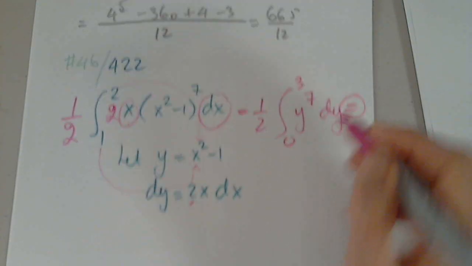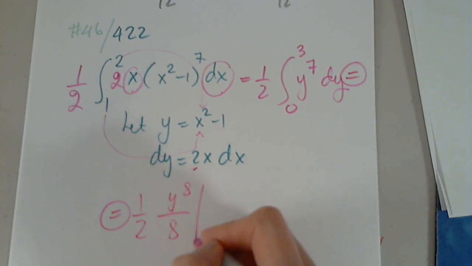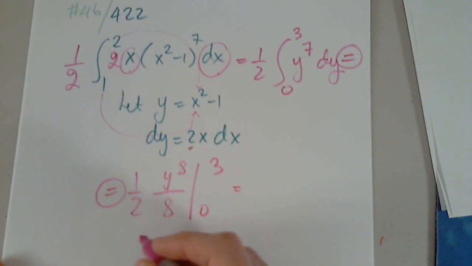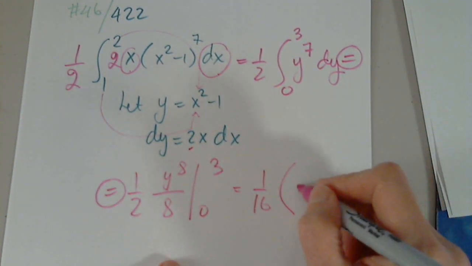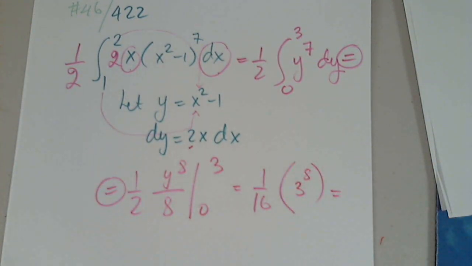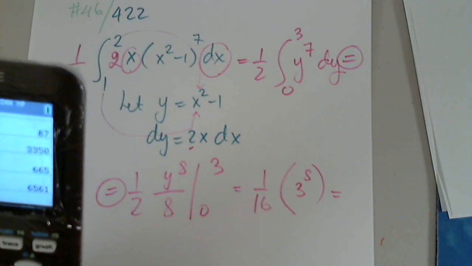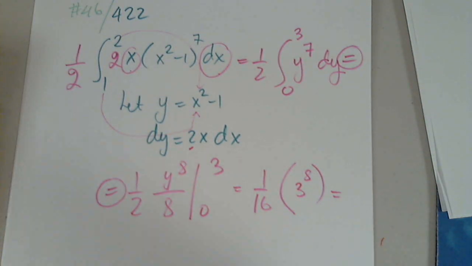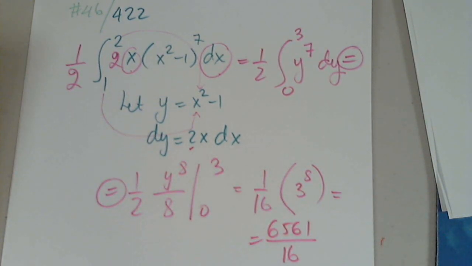I continue from here. So this is 1/2 y to the 8th over 8 from 0 to 3. Leave the number in front and plug in 3. So this is 3 to the 8th. When I plug in 0, I get 0. I don't know what 3 to the 8th is. 6561 over 16.